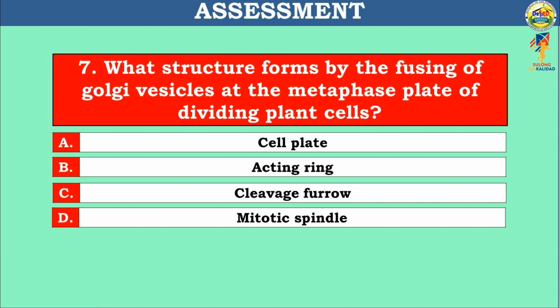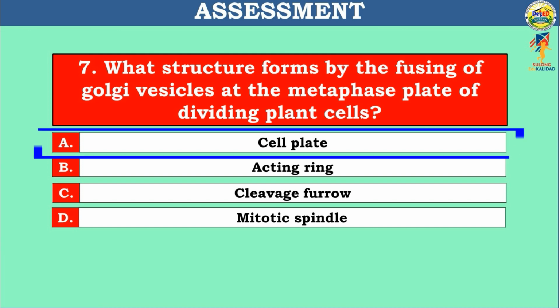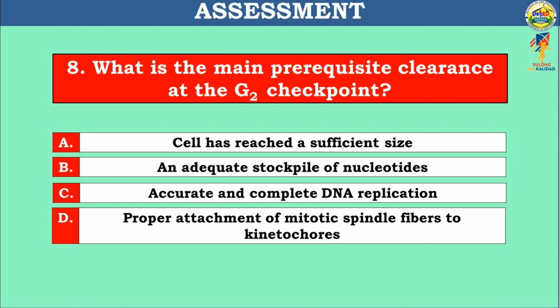The correct answer for question number 7 is letter A, cell plate. Question number 8. What is the main prerequisite for clearance at the second gap checkpoint? Letter A, the cell has reached adequate size. Letter B, an adequate stockpile of nucleotides. Letter C, accurate and complete DNA replication. Letter D, proper attachment of mitotic spindle fibers to kinetochores.